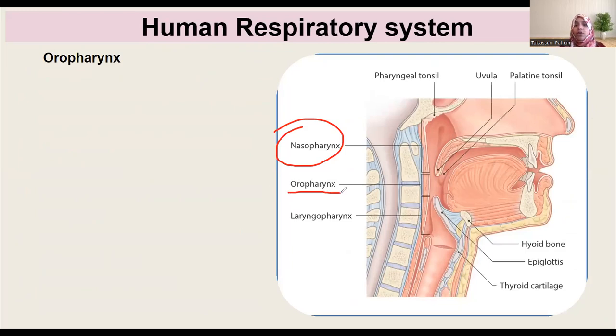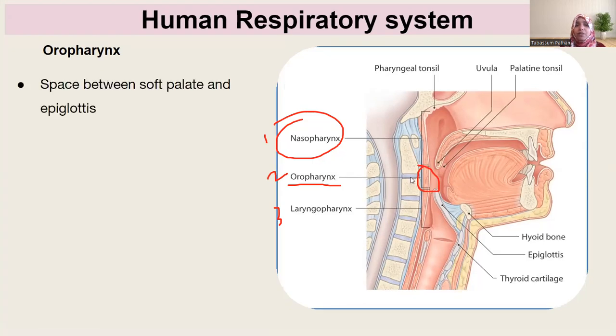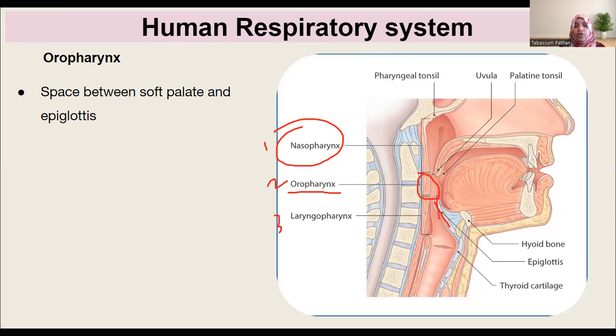Okay, this is the oropharynx. And then the third is the laryngopharynx. So here now we are talking about the oropharynx, this region. Okay, have a closer look at the diagram. So this will become clearer to you. This is the space between the soft palate and the epiglottis. So you have the soft palate over here, and then you have the epiglottis. This is your epiglottis. The space in between is known as the oropharynx, right?